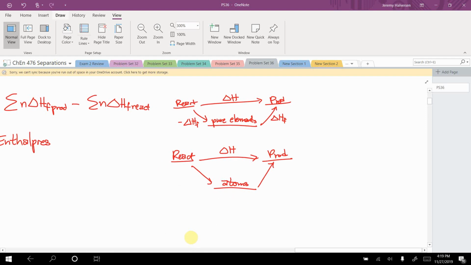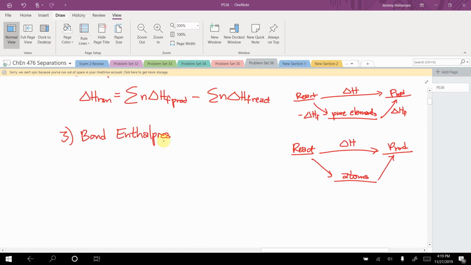So what we do is we use bond enthalpies, which is the energy required to break a bond. So I'm going to sum up the delta H's of my broken bonds, because the bond enthalpy is the energy required to break a bond, and I'm going to subtract the bond enthalpies of the formed bonds. Again, I'll have moles there. We'll see examples of all of these.